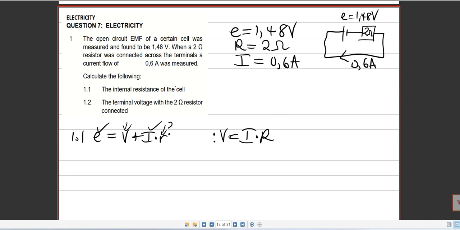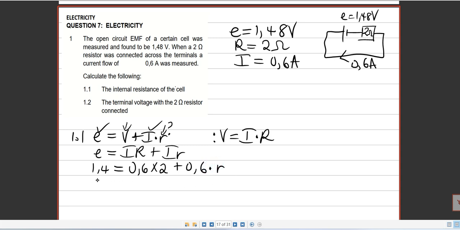So in this case, you can represent this formula in your equation here, whereby you may write it as E equals I R plus our internal resistance. So in this case, it's going to make things a bit easier for us. You say 1,4 equals our current, we are given 0,6 times 2 plus 0,6 times our internal resistance.